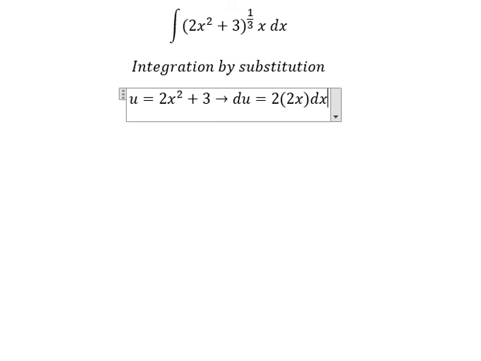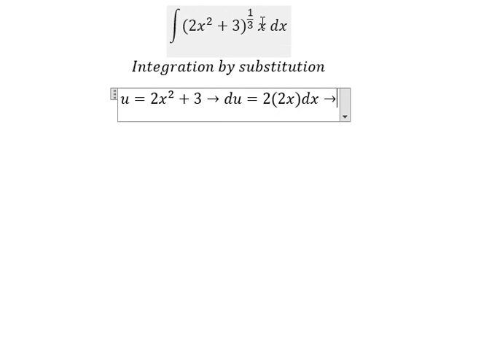And we put the x, because we don't have number 4 in here. Number 2 with number 2, you get 4. So we need to divide both sides by number 4.